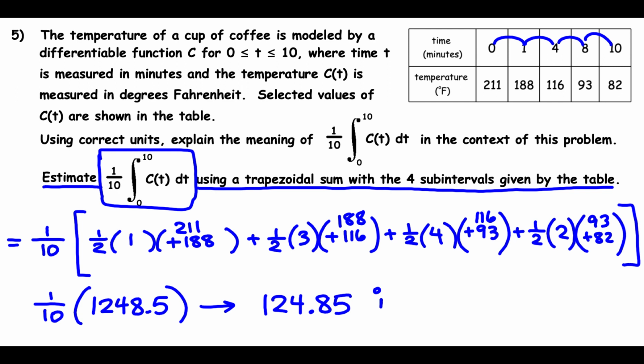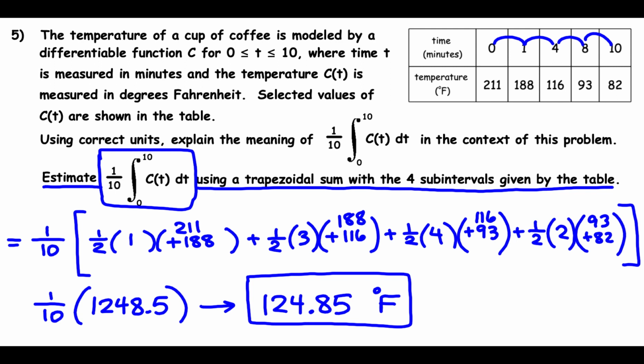I am going to put the degrees Fahrenheit on there just so the judges are happy with me. Better safe than sorry. It didn't say to have it because the other part had correct units already, but I'm going to be safe. And that is the answer. So part 5, full credit for both.